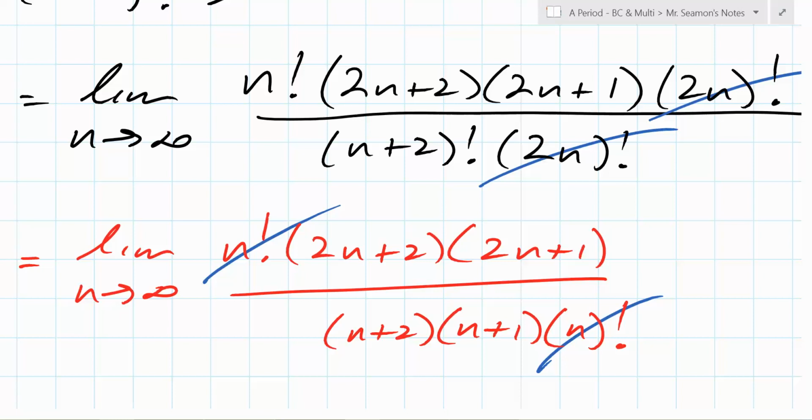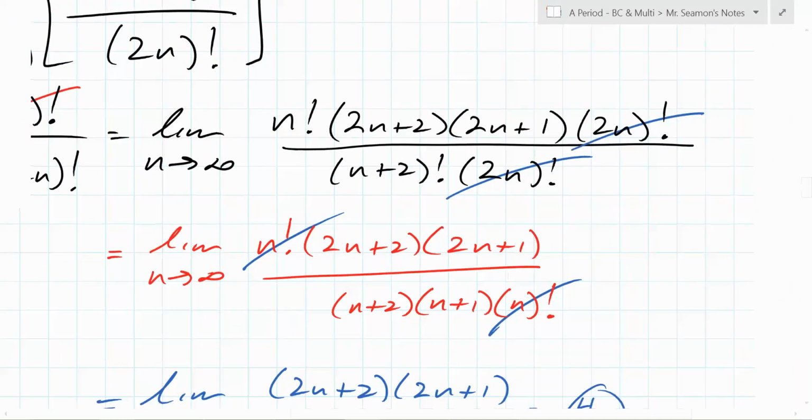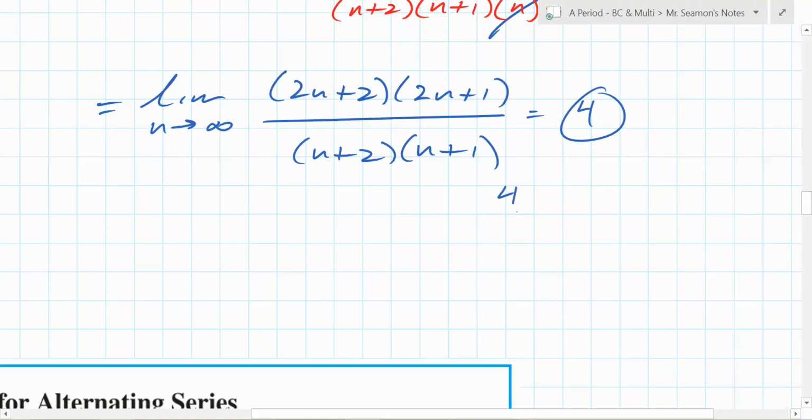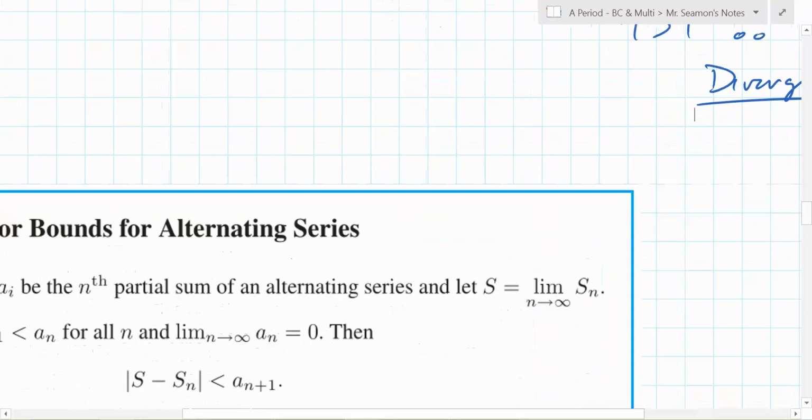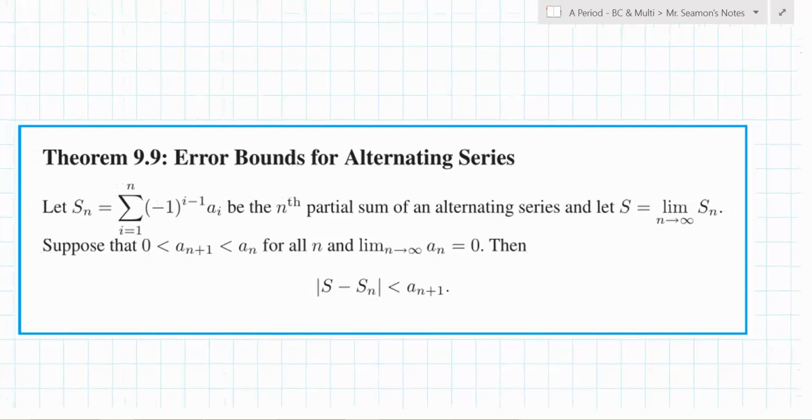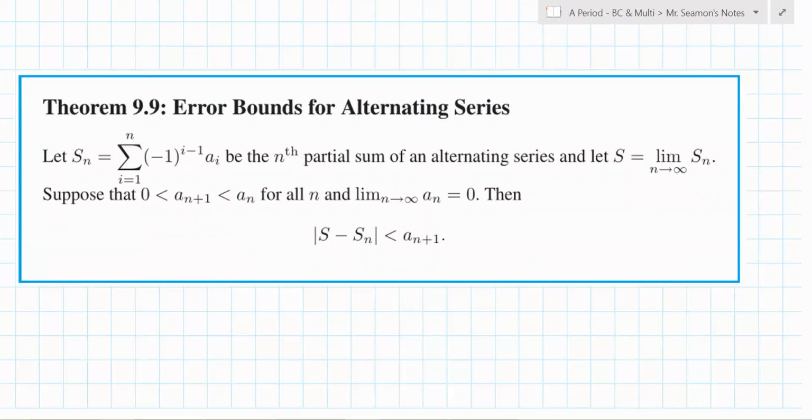So what does that mean about this series? What's our conclusion? It diverges. So 4 is greater than 1, therefore it diverges. Okay, so what we're going to do now, we're going to talk about a little bit of the end of this section 9.4. We're going to talk about the end of 9.4.